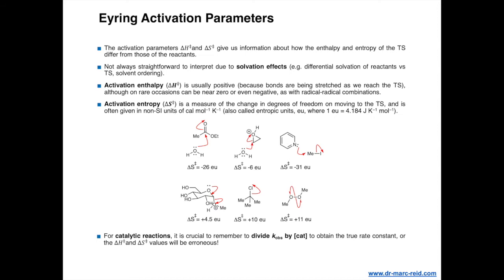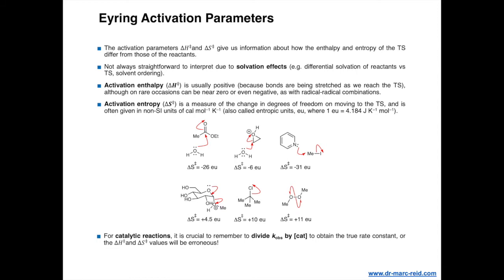In the middle of the slide, we can see some exemplar systems and their associated entropies of activation. Along the top row, we see 3 different second-order processes which require significant order in the transition state. They all carry negative entropies of activation. Conversely, the fragmentation reactions on the bottom of the slide represent increasing degrees of freedom, increasing disorder on approaching the transition state. These reactions each carry positive entropies of activation.